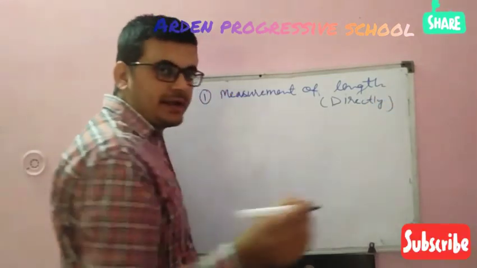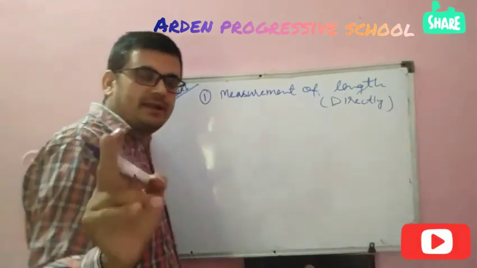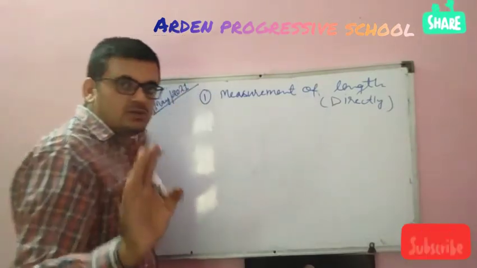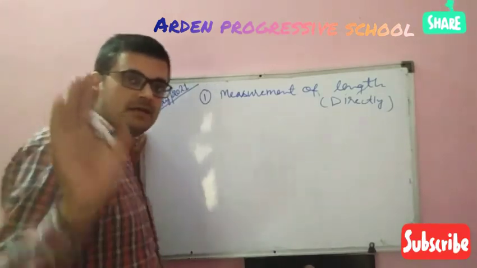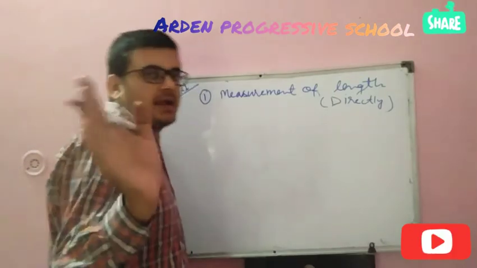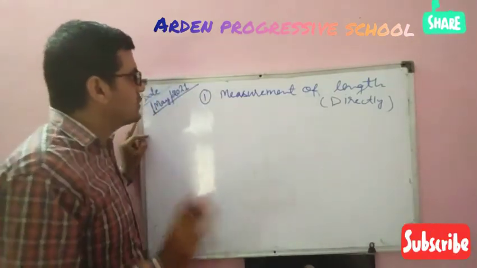I think, student, you are getting my point, because the definition of physical quantity is any quantity in the universe which we can measure directly or indirectly. So how can we measure length directly and how can we measure length indirectly, we will study in this topic. Okay.